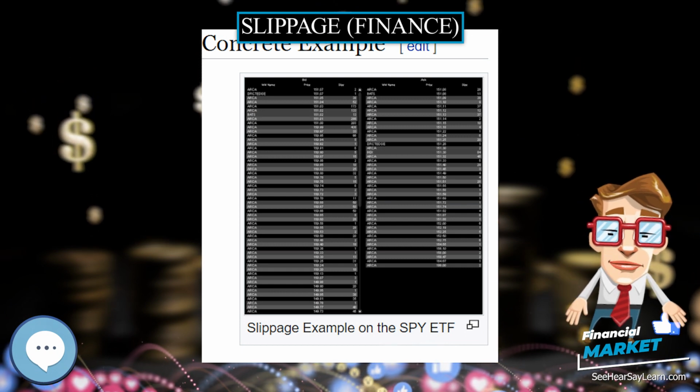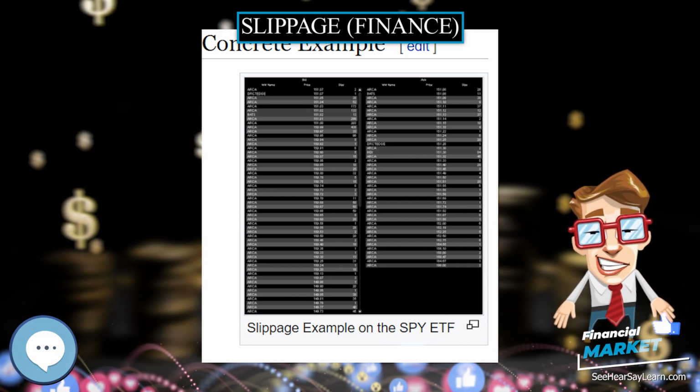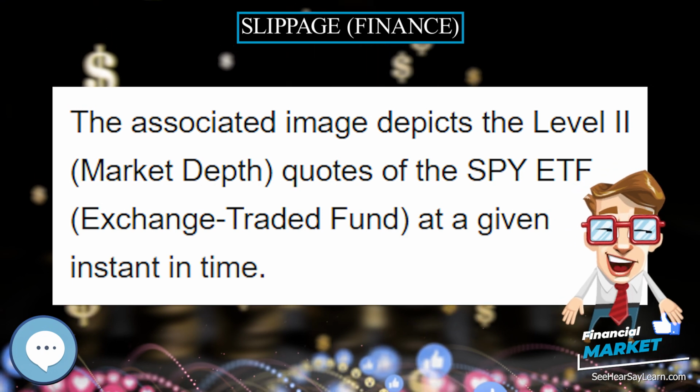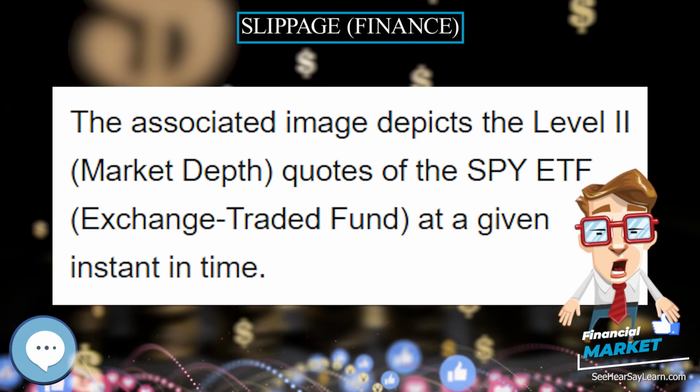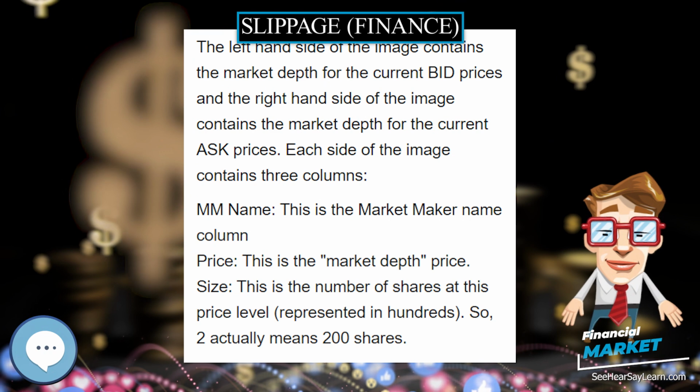Algorithmic trading is often used to reduce slippage, and algorithms can be backtested on past data to see the effects of slippage, but it's impossible to eliminate entirely.